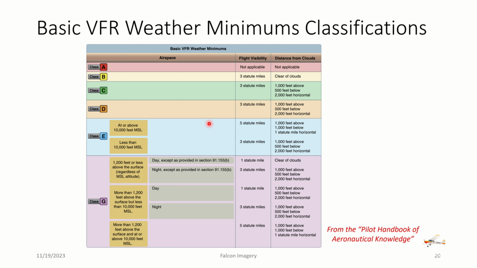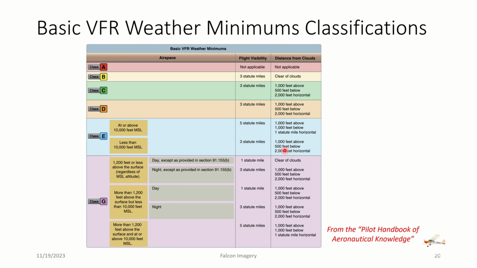Class Echo airspace, this is where it gets a little bit more complicated. If you're flying at or above 10,000 feet MSL, you need 5 statute miles of visibility, and then you need to be separated from the clouds by at least 1,000 feet both above and below, and you need to be at least 1 statute mile horizontally away from them. If you're flying less than 10,000 feet MSL, you only need 3 statute miles of visibility. You need to fly either 1,000 feet above the clouds, 500 feet below the clouds, and 2,000 feet horizontally away from them.